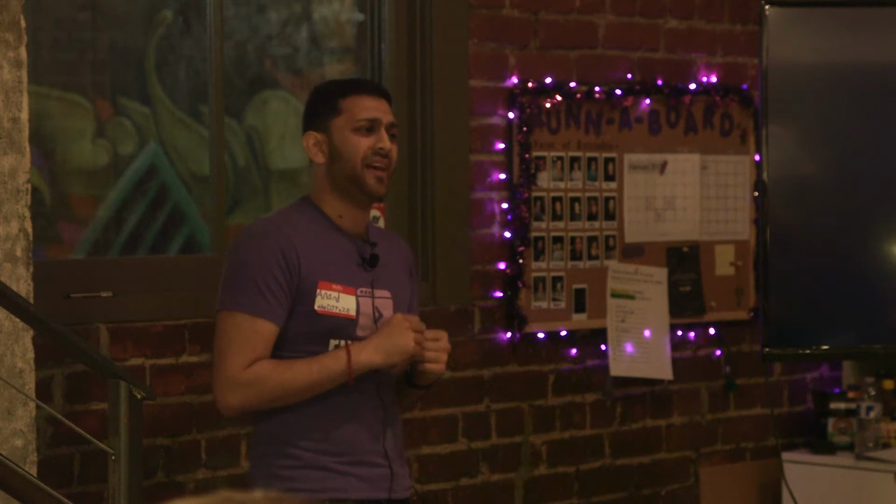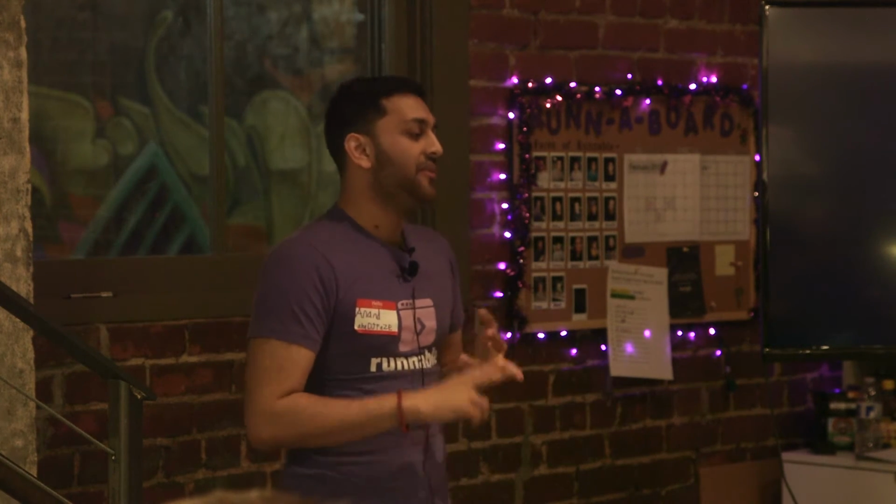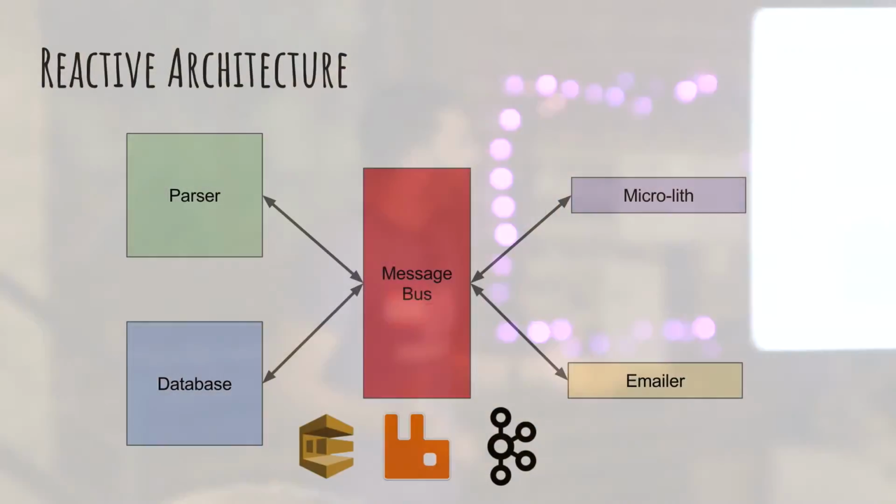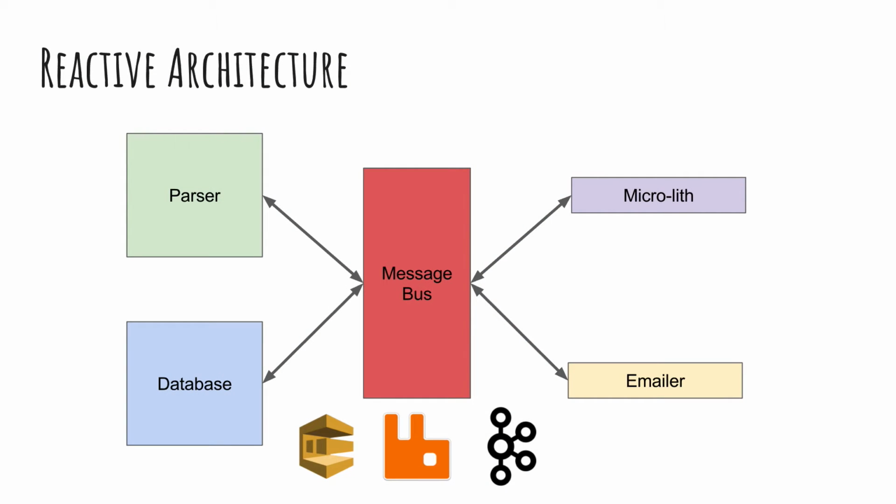Now, what do I mean by that? Remember our example? The microlith should not be telling the emailer to send an email, or telling the parser to normalize the data. Instead, these services should know when a user has emitted a comment and then respond appropriately. Now, what would an architecture like this look like? Something like this. As you can see, our microlith has shrunk considerably now that it does not have to handle talking to the other services.